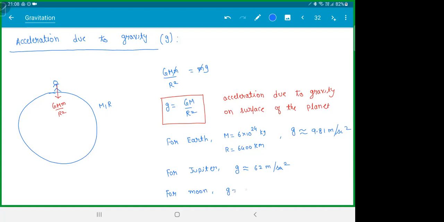Moon is almost g by 6, 10 by 6. So compared to the Earth, the Moon has only 1/6 of the gravity. That means on Earth, if you can jump 1 meter, on the Moon, you can jump 6 meters. Clear?